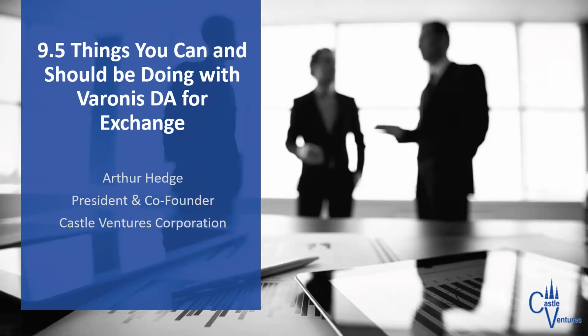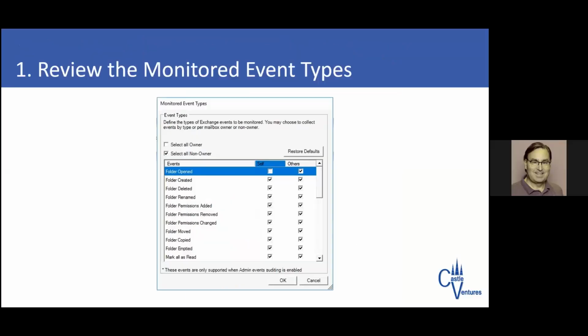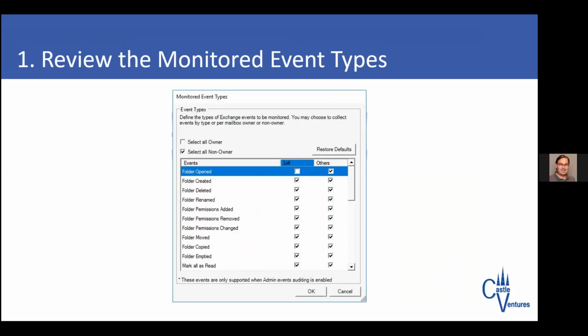So I'm going to go through my 9.5 hints. First of all, you should review the monitored event types that you are collecting in Exchange. This is a configurable option, and it may have been installed in a way that was not done thoughtfully. I mean, we just took the defaults and put them in place, and no one's gone and checked this. And then you'll show up one day looking for a particular event, and it won't be there because we're not collecting it in Varonis.